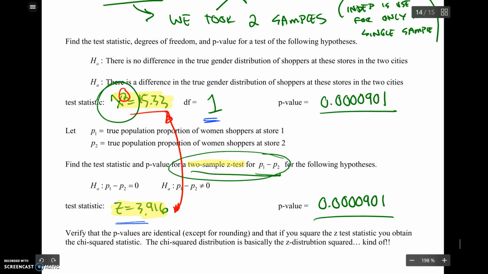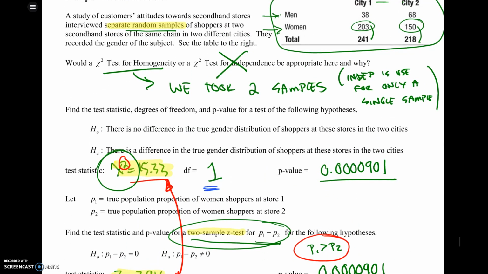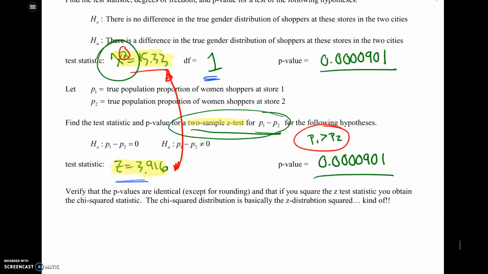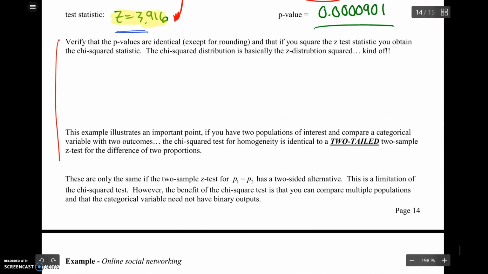This actually can do something that the chi-squared can't do. If we wanted to, we could test to see if P1 is greater than P2. This test gives us the opportunity to do a one-tailed test and see if one's greater. For chi-squared, you can just see if there's a difference and you can't put a direction to that difference. So each test has its pros and cons. And if you want to read this, that's pretty much what I just said.